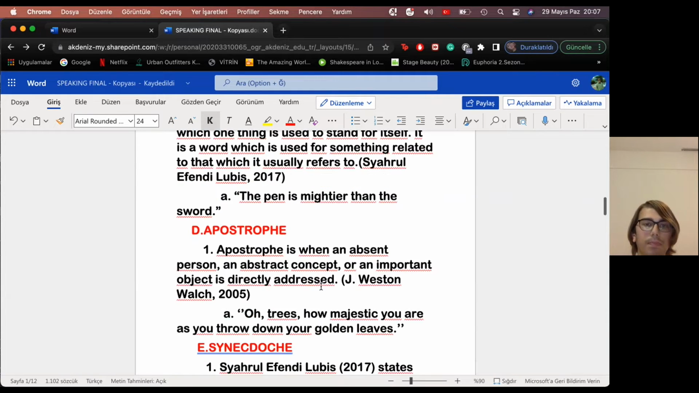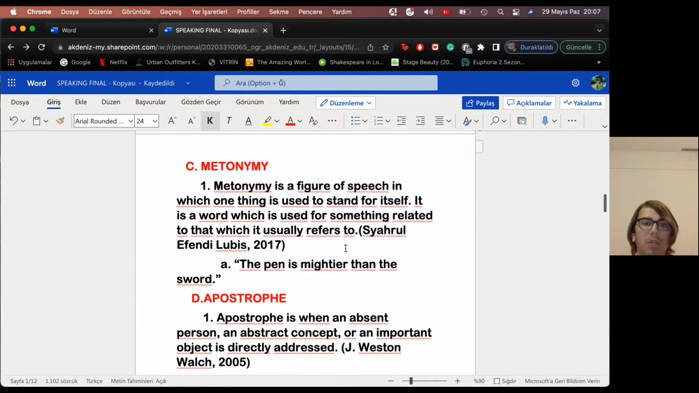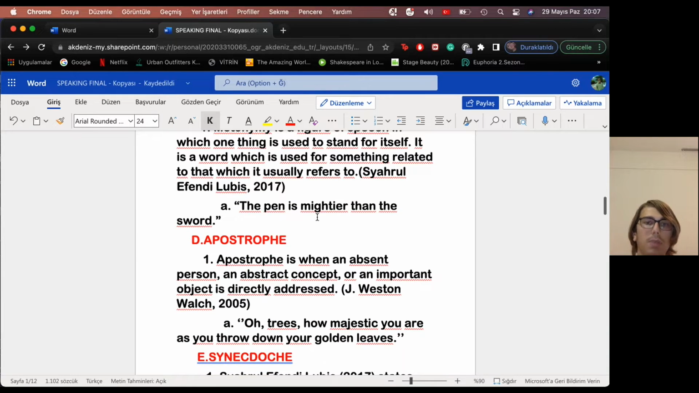A metaphor is also similar to a simile, but the main difference is a metaphor omits the connecting words like or as. In metonymy, an object is replaced by another one, which is closely associated with the other object. So, the pen is mightier than the sword.